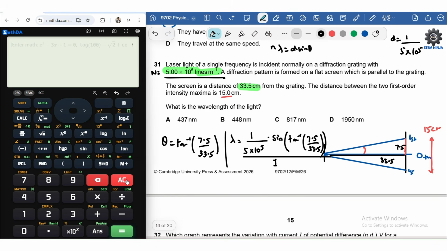Okay, alright. So you have 1 divided by 5 times 10 raised to power 5, times sine of tan inverse of 7.5 divided by 33.5, double brackets. So your wavelength is coming out to be this. Now we just need to convert this into nanometers. So 10 raised to power 9. So 436.9 or 437. This is going to be the answer.